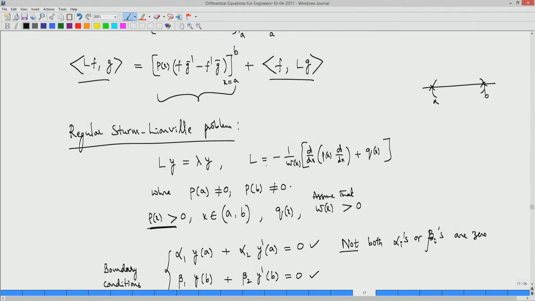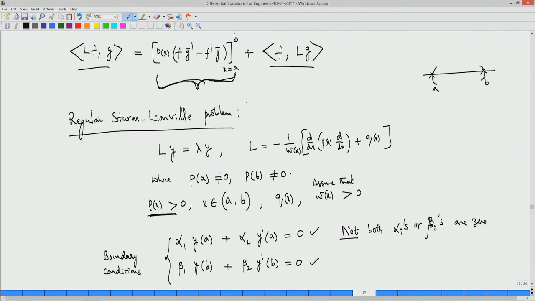What happens to this term? So now we always look at this. I give the boundary conditions, the regular case. These are the boundary conditions, because Px is non-zero at A and B, so I have to make this quantity 0. So if f and g are two solutions of this system, corresponding to some lambda, what happens to that?